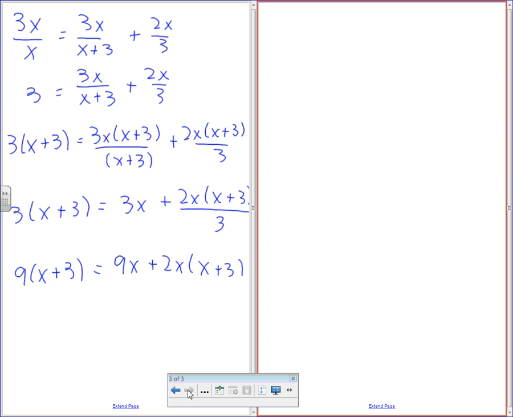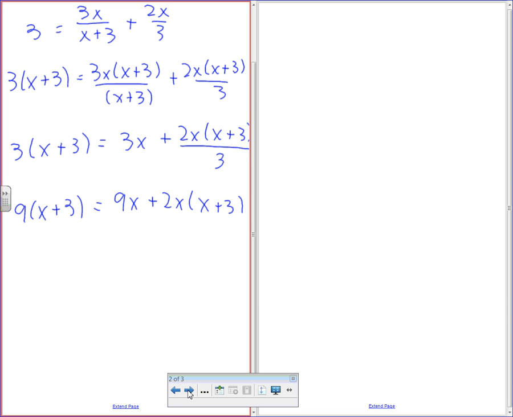Emily, question? So what I did was I wanted to get rid of this divided by 3, right? So I multiplied this by 3 to make it 9, this by 3 to make it 9, and then multiplying by 3 gets rid of the divided by 3. Any order you can do, left or right.